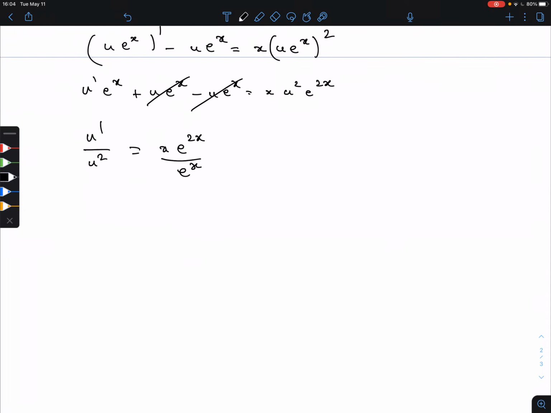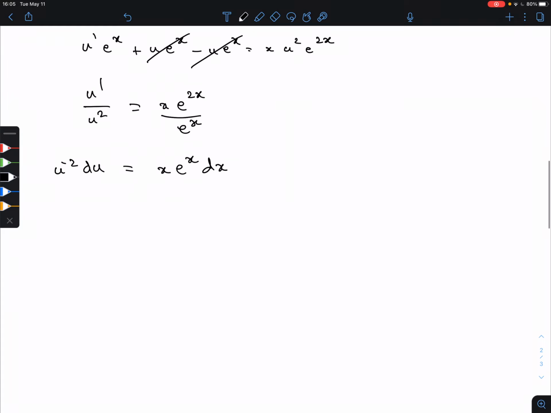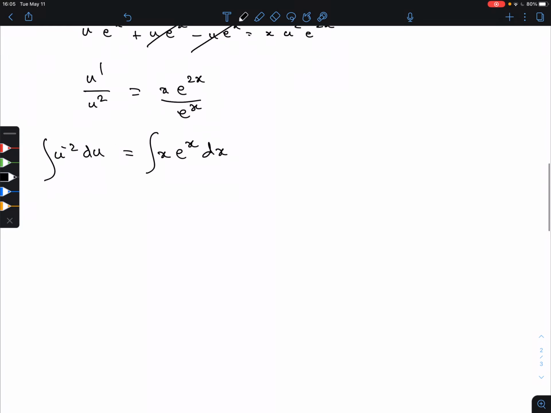So let's write it now in a bit nicer form. This is du over u to the minus 2, because I have to integrate, right? Here the e^(2x) and e^x, we subtract exponents, so we get x e^(2x minus x). And then the dx, of course, because I'm writing differentials now so that I can integrate. The integral of this thing is, by the power rule, equal to that. The integral of this thing, what is that?